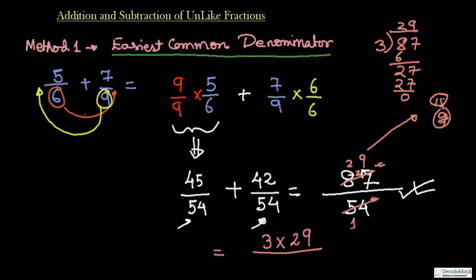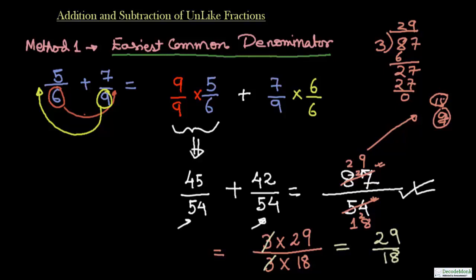3 ones are 3, carry 2, 3 eights are 24. So 3 multiplied by 18. You may check this through division. You may do it yourself. So here 3 and 3 are the common factors. They get cancelled, and this fraction is reduced to 29 by 18.